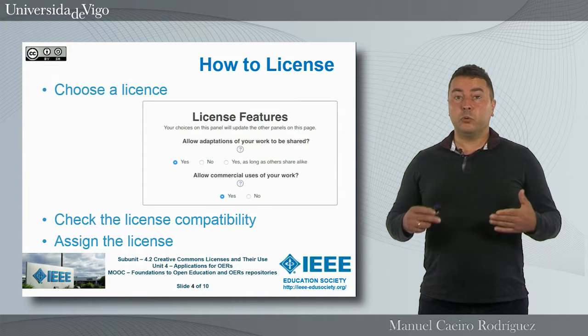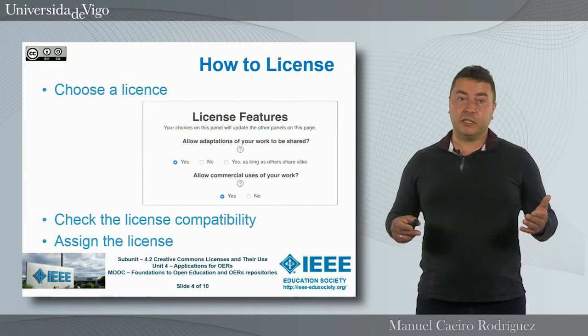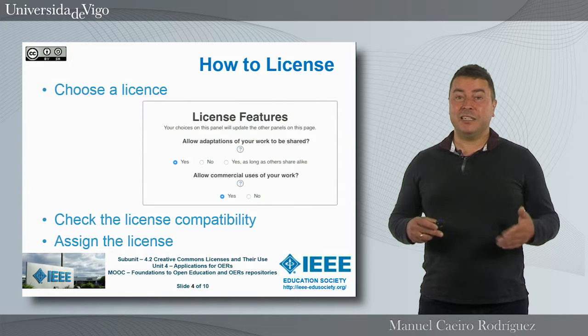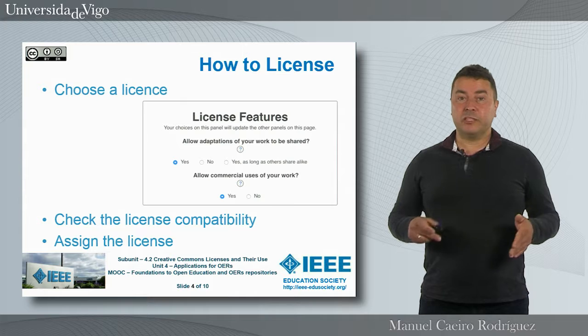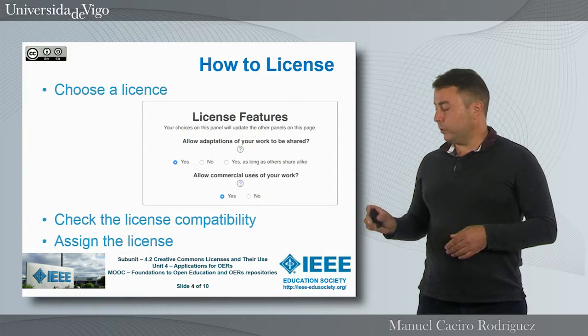The first thing to do with Creative Commons is to decide if adaptations are allowed and commercial use. Next, it's important to check if the desired license is compatible with the licenses of the resources included or adapted. And finally, to assign the license. Let's see how to do it.